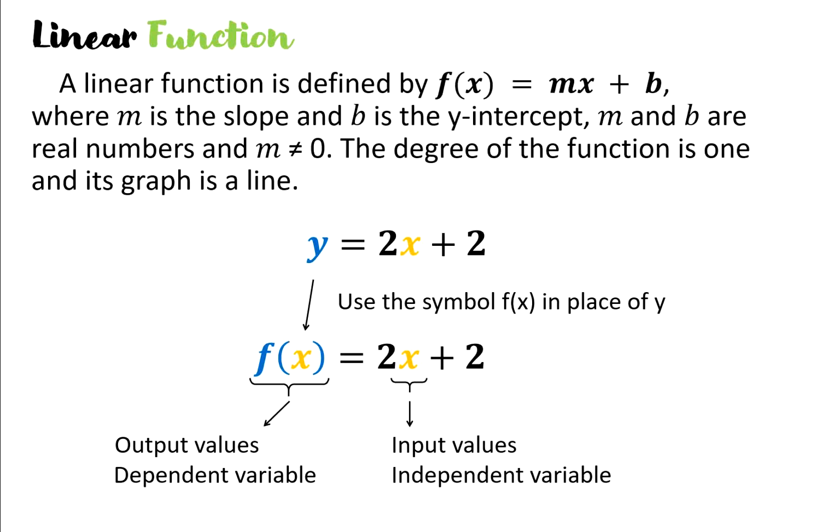So, pag sinabi natin linear function, it is defined by f of x is equal to mx plus b, wherein m is the slope, b is the y-intercept, m and b are real numbers and cannot be equal to 0. Hindi siya pwede maging 0. And the degree of the function is 1, and its graph is a line. So, take note, kapag linear function, the same din sa linear equation, ang exponent niya is raised to 1, tapos ang graph niya is a line.